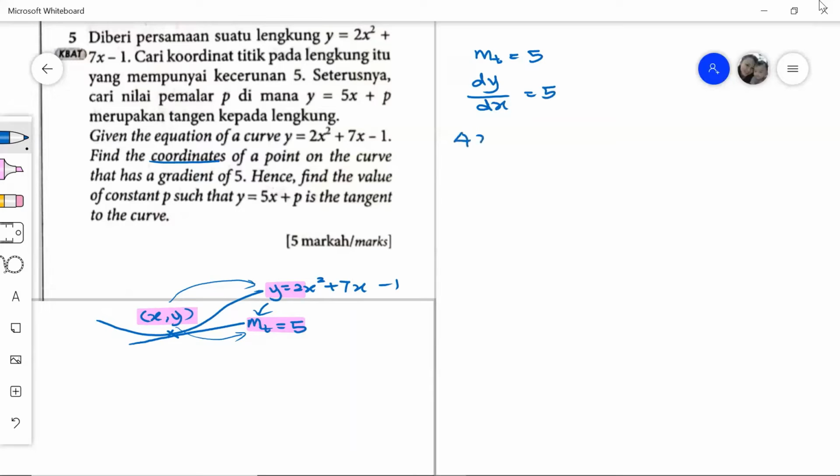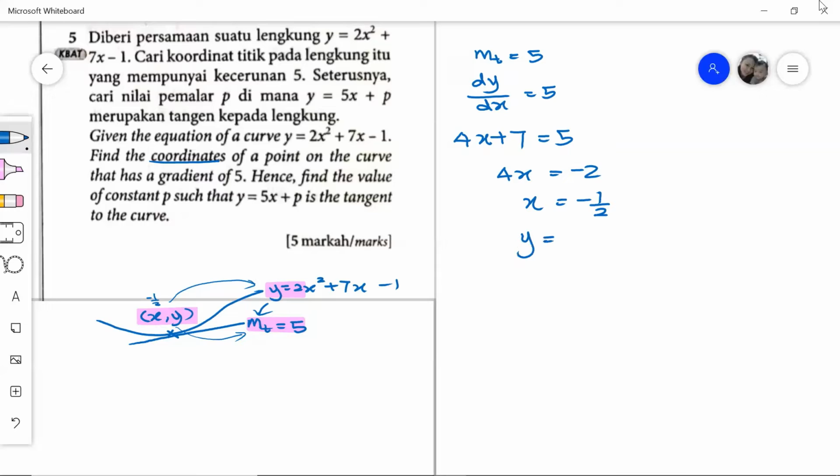So we have 4x plus 7 equals to 5. So 4x equals to 5 minus 7, negative 2. Therefore, x equals to negative 2 over 4, so negative half. I have found the x coordinate to be negative half. So I need to find the coordinates of the point. That means I need to find out the y as well.